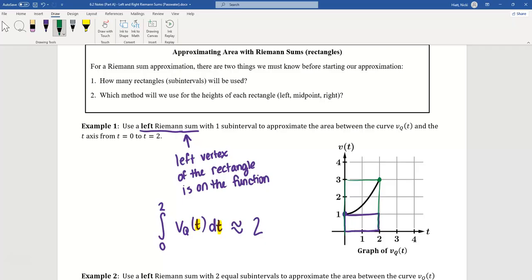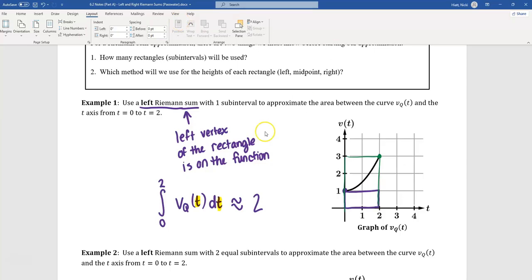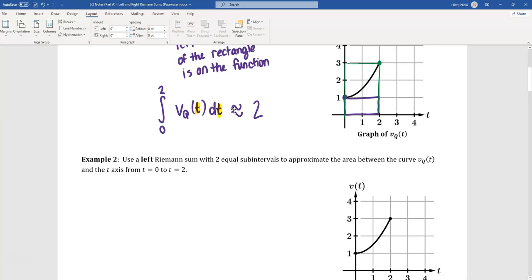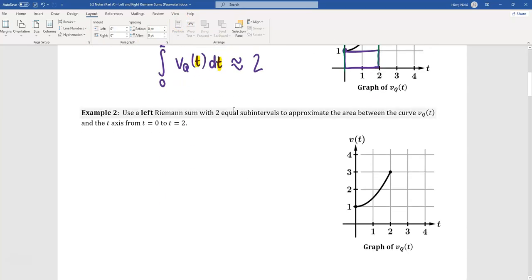Also, not a very good estimate, right? But I would know my real answer needs to be between 2 and 6, right? So I would have some parameters there. Now, normally we do not use one subinterval. Normally, they ask for more. Everything on the exam is usually at least 3 subintervals. 4 is a really common one for them to ask you for on the exam here.